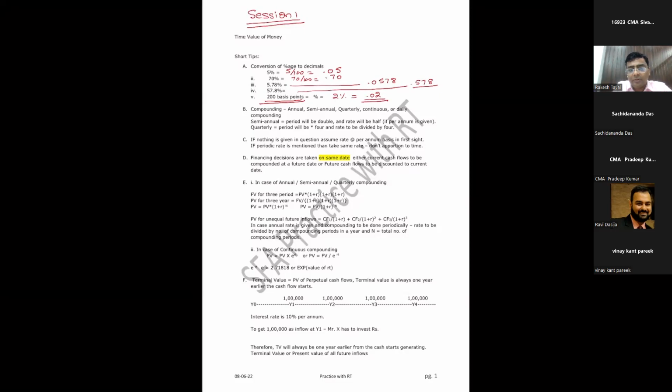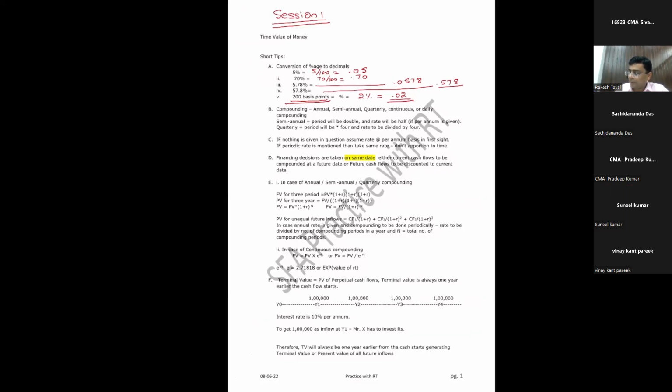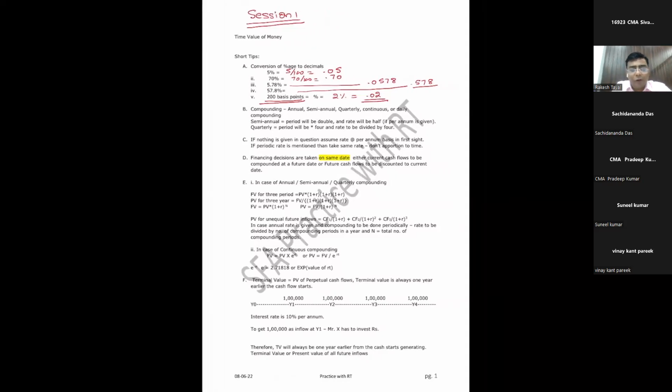Any doubts so far? Okay, I'll go ahead. Then in the time value of money, 2 concepts are there. One is compounding and one is discounting. Compounding we use to calculate the future value, and discounting we use to calculate the present value.